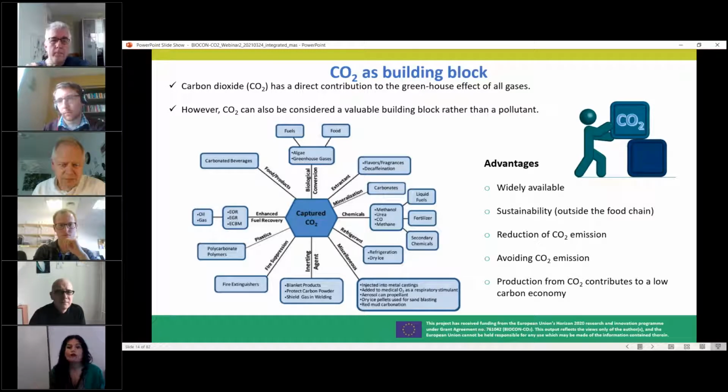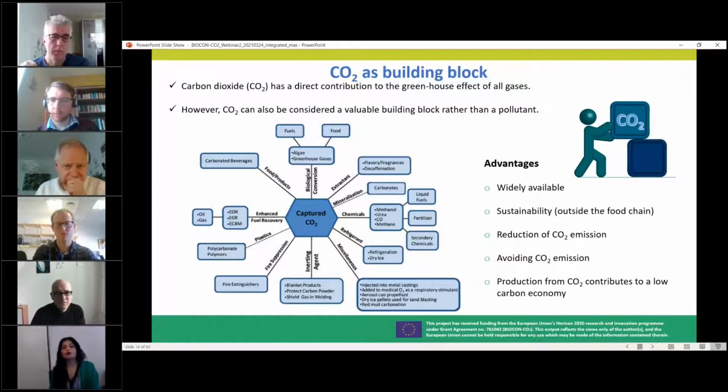First of all, it has the potential of being converted into a variety of molecules. You can see on the left-hand side the possibilities that CO2 gives you, and it does have several advantages because it's a very widely available resource. I think it's one, if not the most abundant in Europe. It's sustainable as it's outside the food chain, and its deployment would, of course, reduce and avoid CO2 emissions at the same time, contributing to a low carbon economy. Next, please.